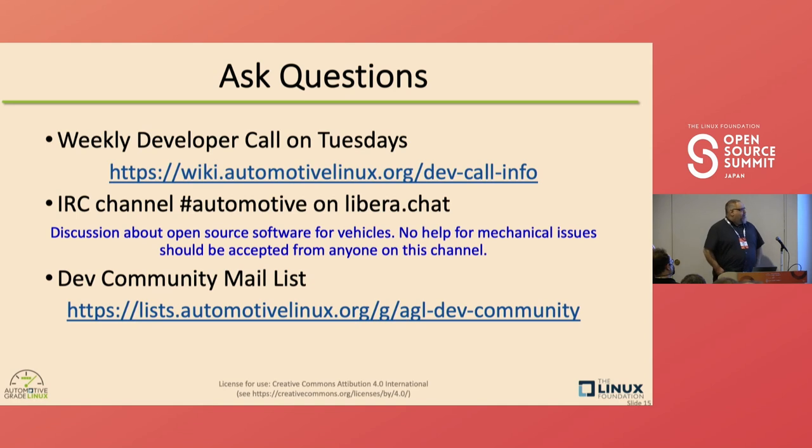So, and I'll point out that on list.automotivelinux.org, when you use the web interface like this, there's also a link to the calendar. Yes. So that's the most up-to-date source of the calendar for meetings. Yeah, the calendar here is canonical, I guess, is the best way to put it.